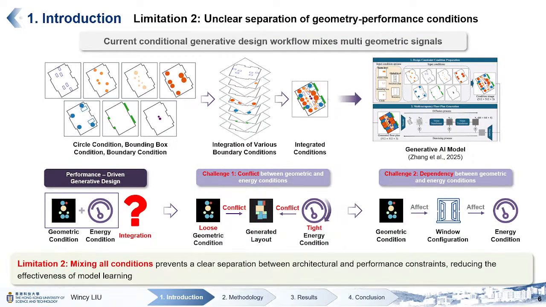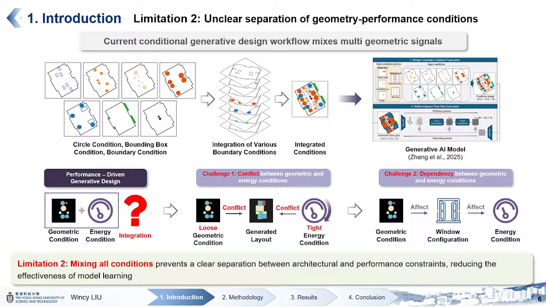Another way to solve that problem is to use generative AI models like the diffusion model, but we need to consider 2 separate conditions. One is the geometric condition, another is the energy condition, in the same model architecture. In this figure, we can see some current practice in the literature. In this paper, they combined multiple conditions into the same channel and integrated the final conditions as the input for the diffusion model.